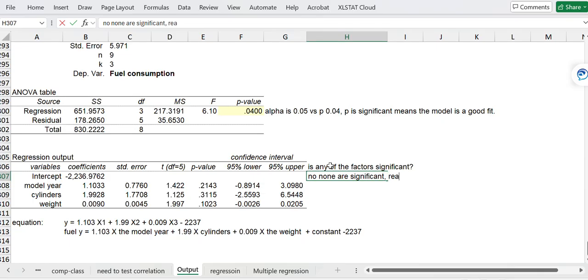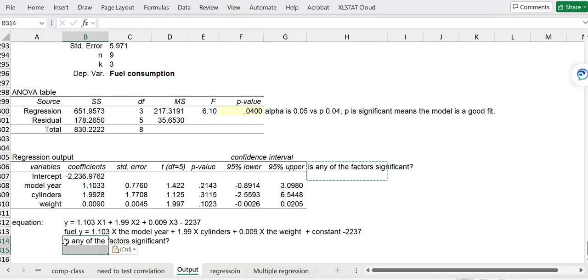Why? The reason is no p-value is less than 0.05. Oops. I think I will copy and put it here down. So it still doesn't show. Why is it not showing?